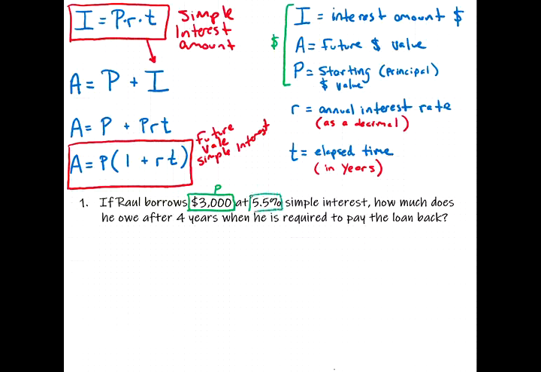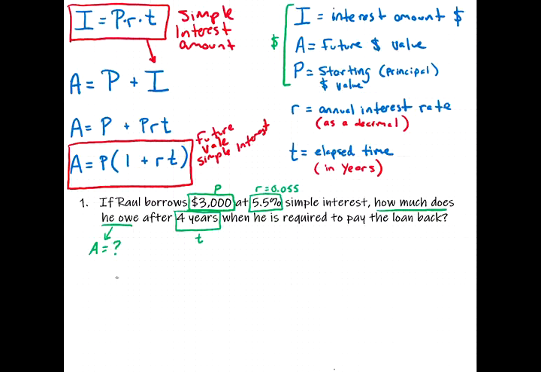Okay, so 5.5%, that means R is equal to 0.055. I always have to convert those percentages to decimals. And how much does he owe after 4 years? Okay, so that's our value for T. And the question is, how much does he owe? And so what we're looking for is the future value. How much does he owe in the future, 4 years from now?